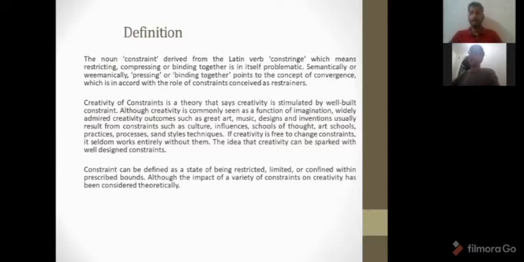Although creativity is commonly seen as a function of imagination, widely admired creative outcomes such as great art, music, designs, and inventions usually result from constraints such as culture, influences, school of thought, art school practices, processes, style, and technique. If a creator is free to change constraints, they seldom work entirely without them. The idea is that creativity can be sparked with well-designed constraints. Constraint can be defined as a state of being strict, limited, or confined within prescribed bounds. Although the impact of various constraints on creativity has been considered theoretically.